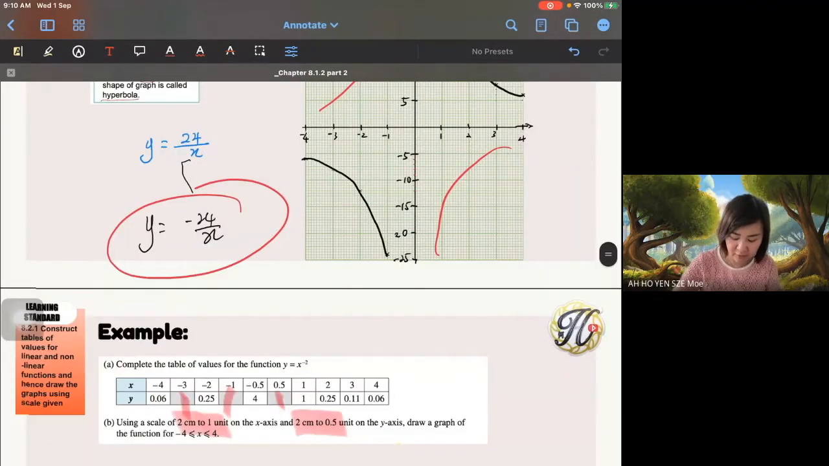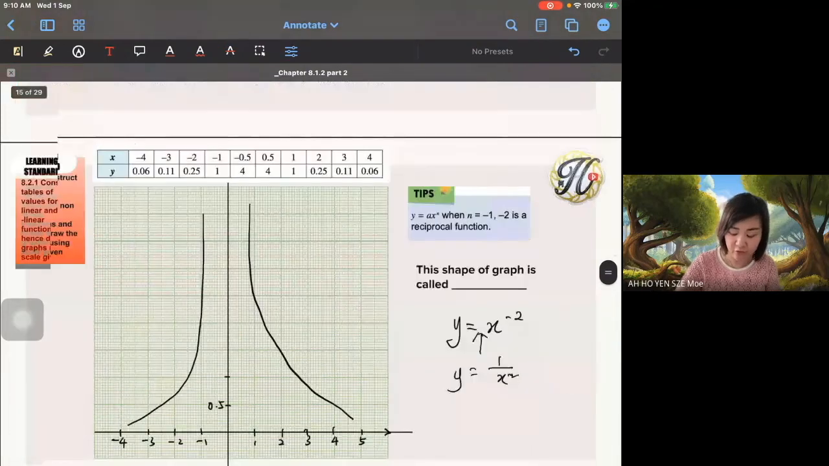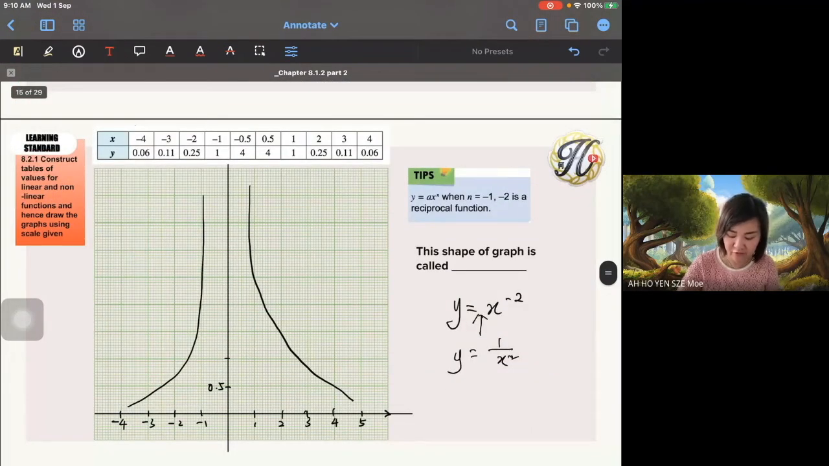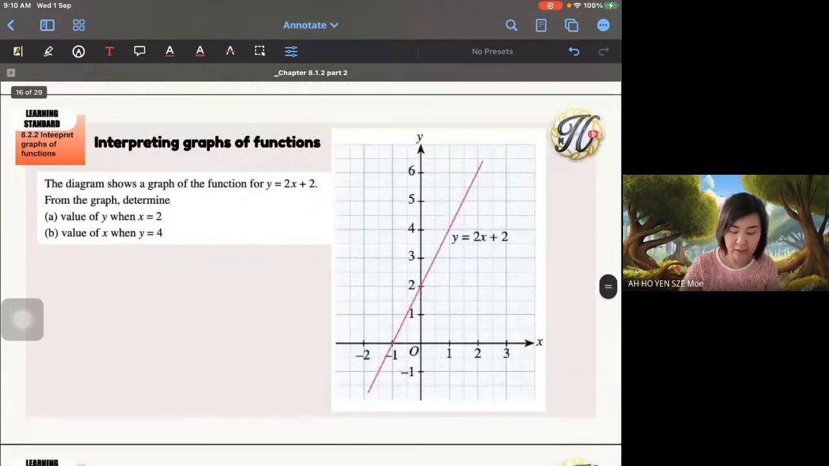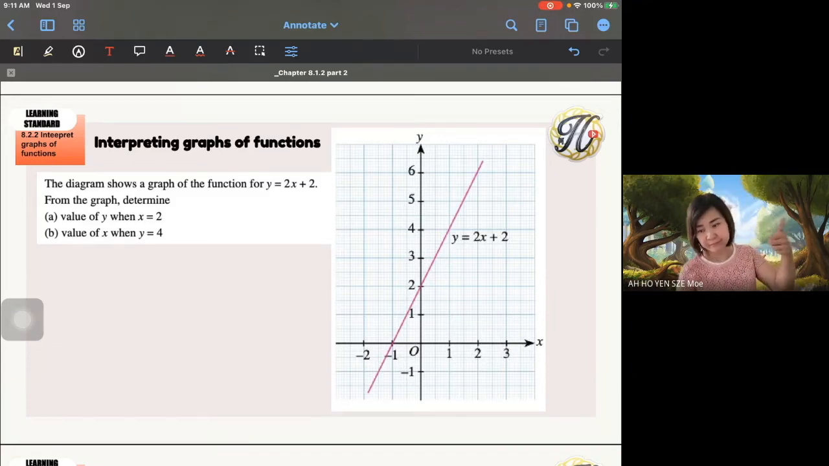Okay, so basically we have to go through 4 types of graph. Then there's 5 there. Any questions so far? If I ask you to draw all the graphs, can you manage to draw them using the 4 simple steps? First step is what? Repeat. First step is what?